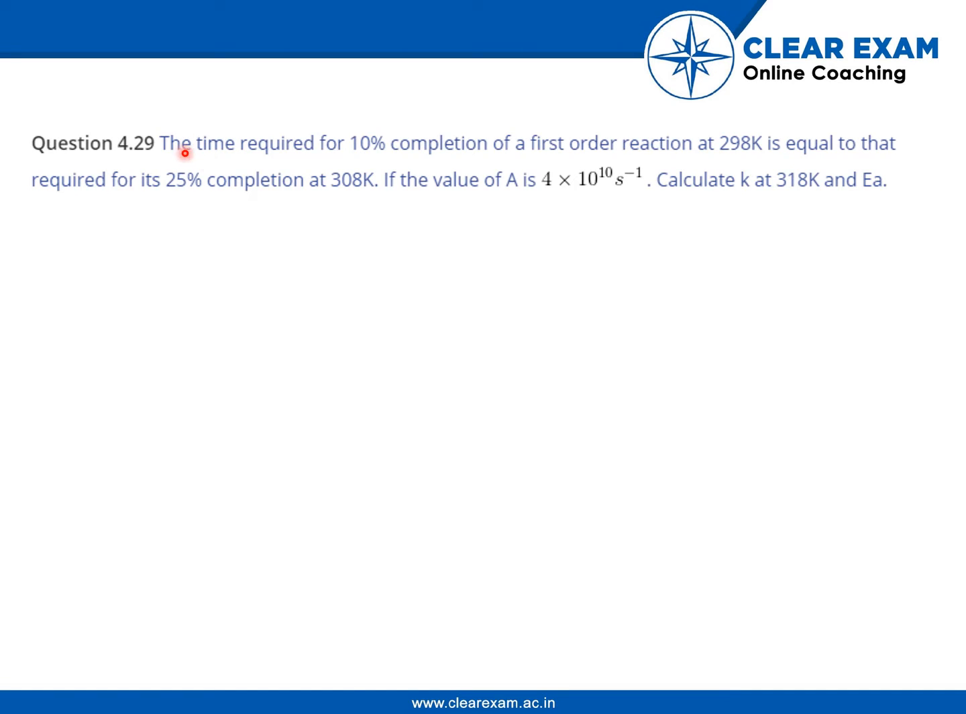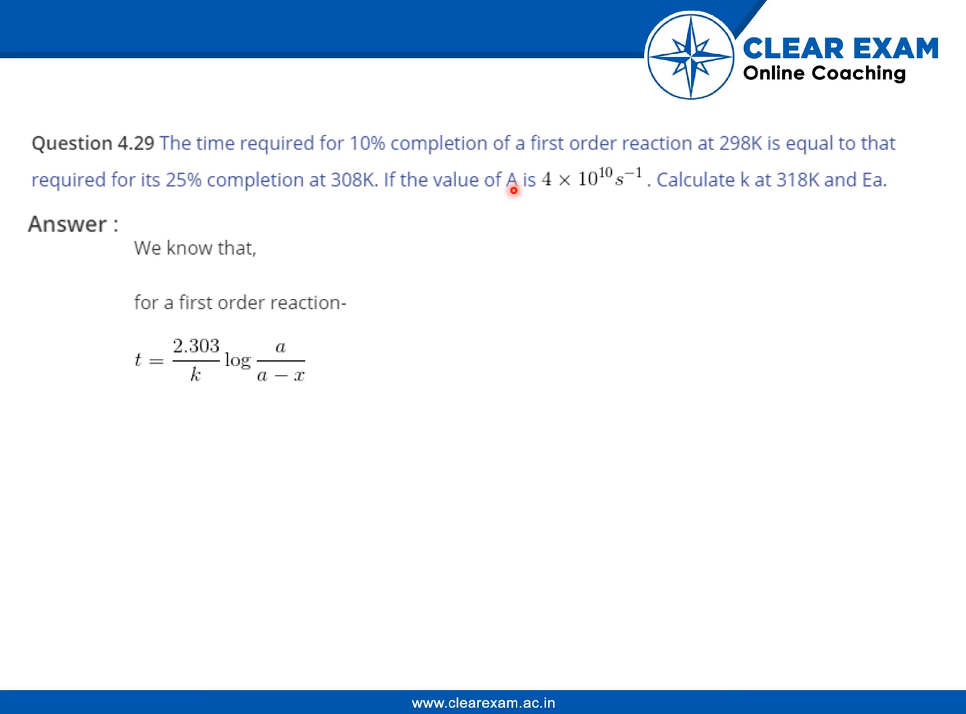Question: the time required for 10% completion of a first order reaction at 298 Kelvin is equal to that required for its 25% completion at 308 Kelvin. If the value of A is 4 into 10 power 10 per second, calculate K at 318 Kelvin and EA, which is the activation energy. A is the Arrhenius constant. So we can easily see that this question will require the use of the Arrhenius equation.